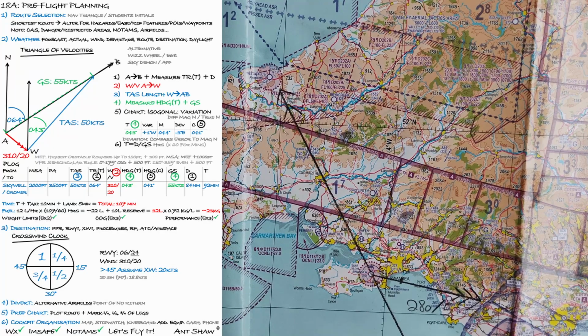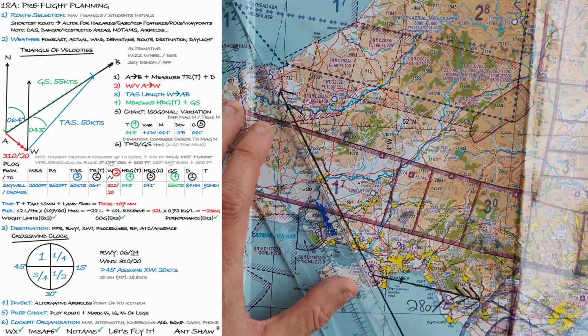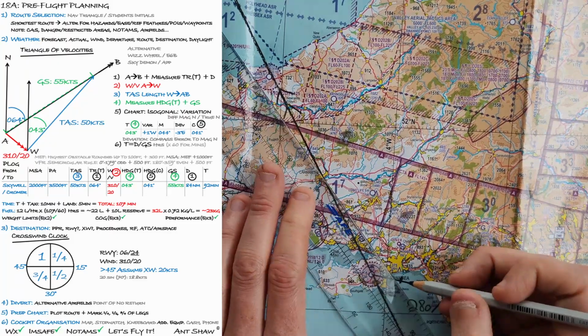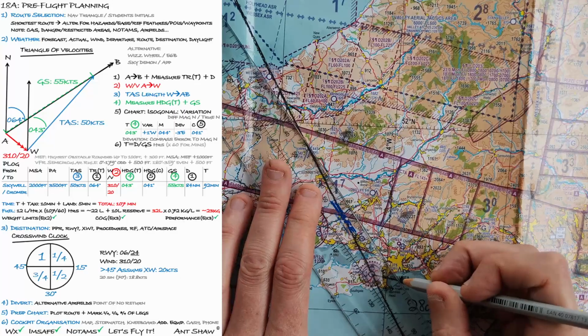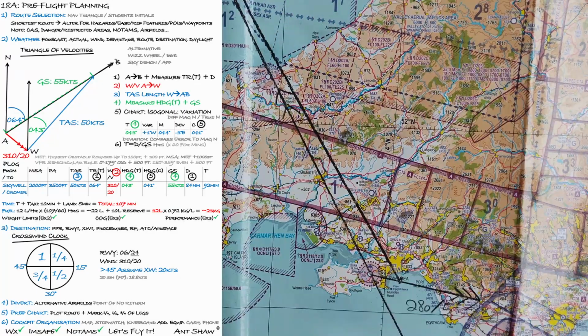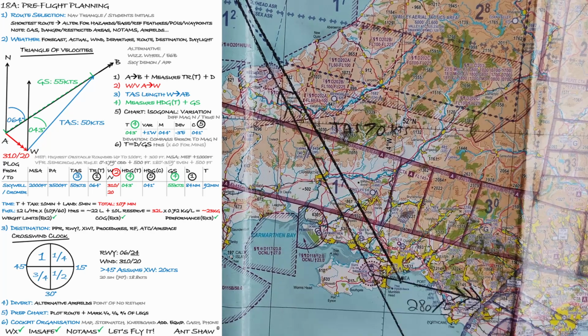Then we draw a line of length, the true airspeed, onto the A to B line. So this line here needs to be extended, and we need to do 70 knots on the correct scale from here to where it would intersect this line. Draw that on, and this is our true airspeed. Now we can measure our heading true and our ground speed.